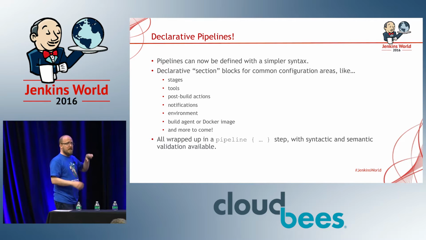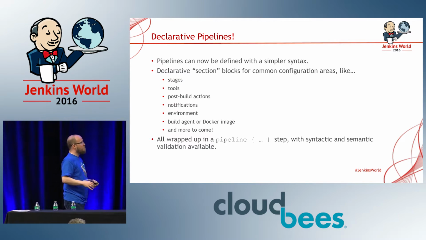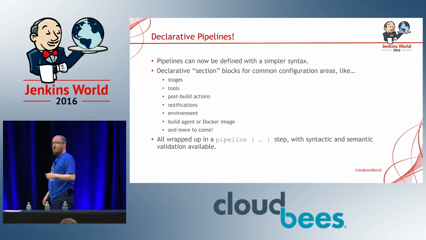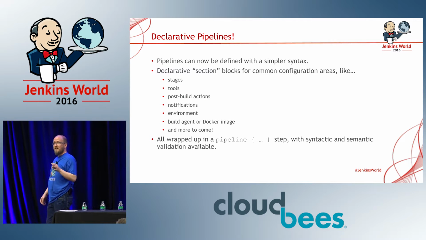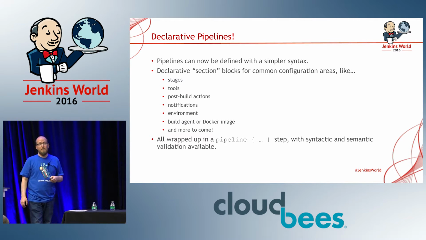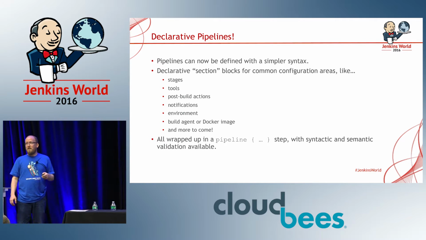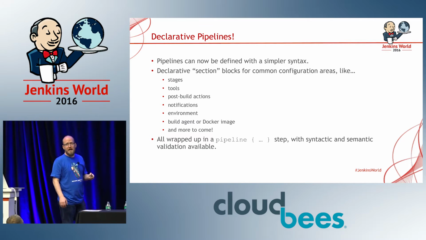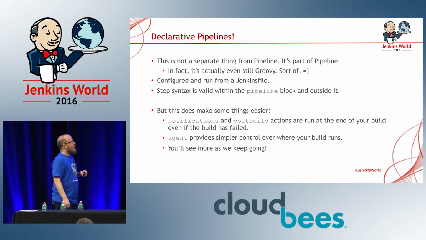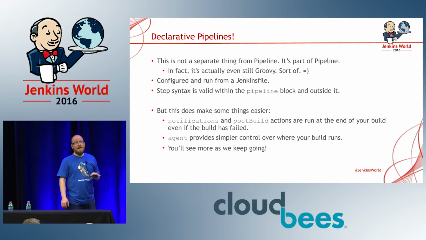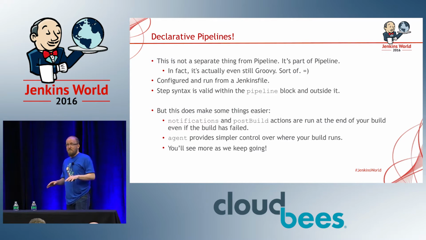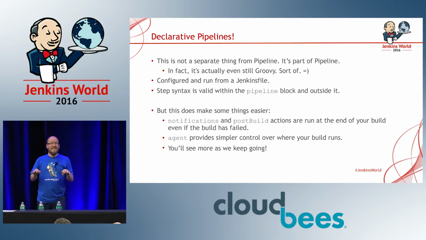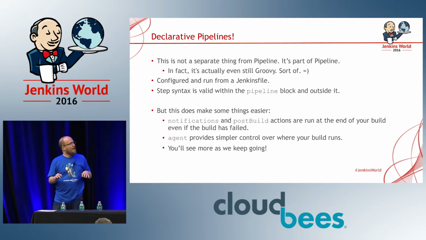And it's all wrapped up in a pipeline step, so it's a block of configuration with syntactic and semantic validation at runtime, and also available outside runtime. You can do linting against it without actually having to run the build to make sure that you didn't forget a curly brace, or mistype a parameter name or something like that. I need to make it really clear, this is not a separate thing from pipeline. This is pipeline. It's just a different way to define pipelines. In fact, it's actually even still Groovy, sort of.